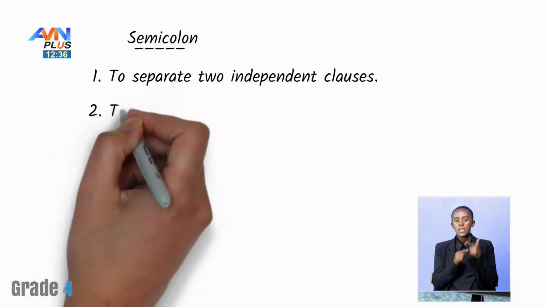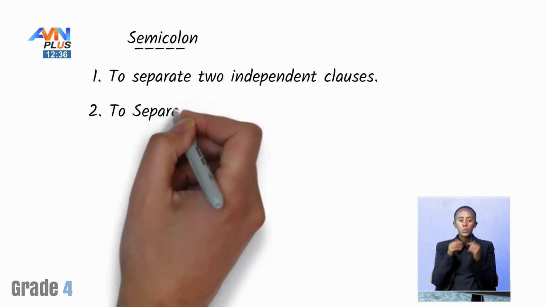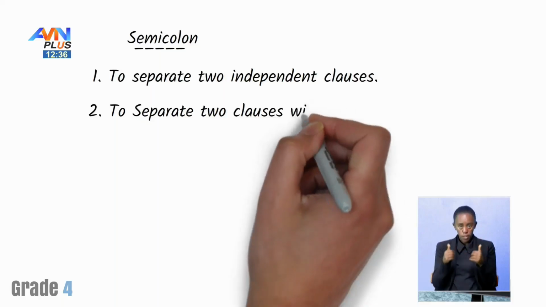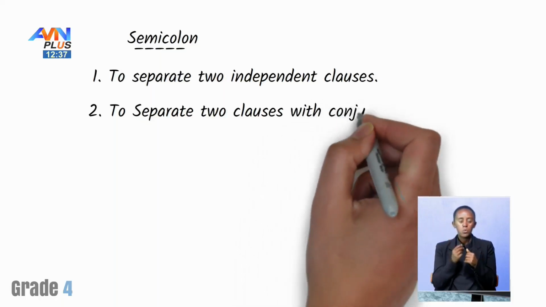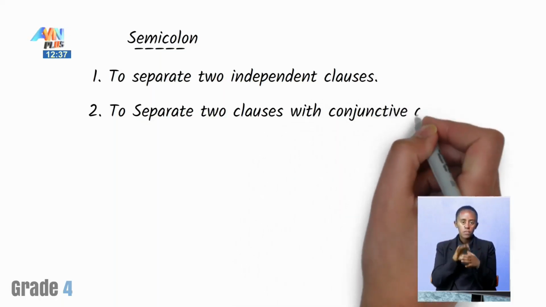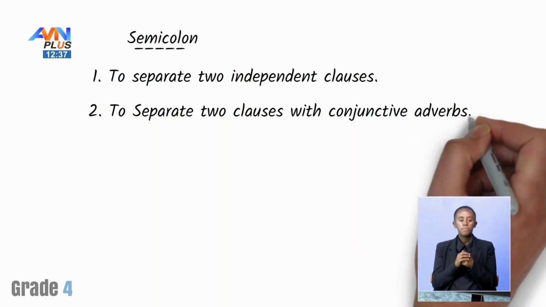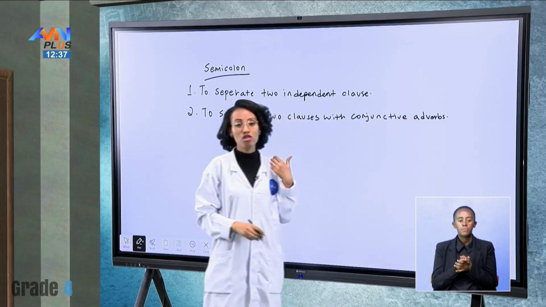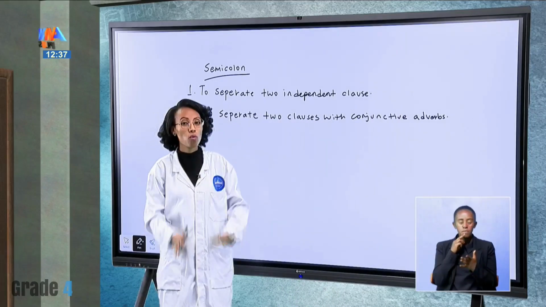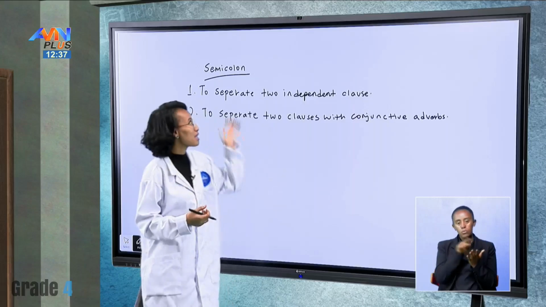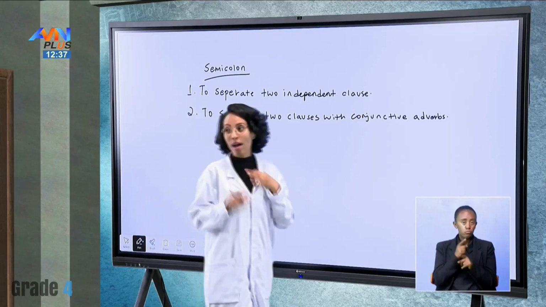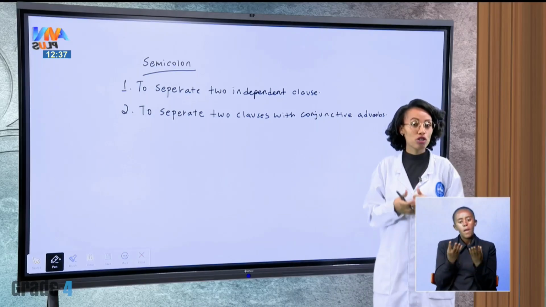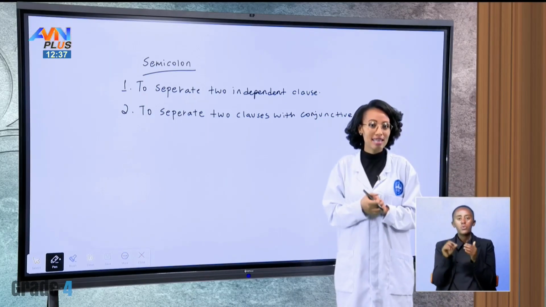The second one is to separate two clauses with conjunctive adverbs. With conjunctive adverbs. This is the second way we talked about of using semicolon. I'm sure you have been practicing at home and in your schools the many ways you could use colon and semicolon in sentences.